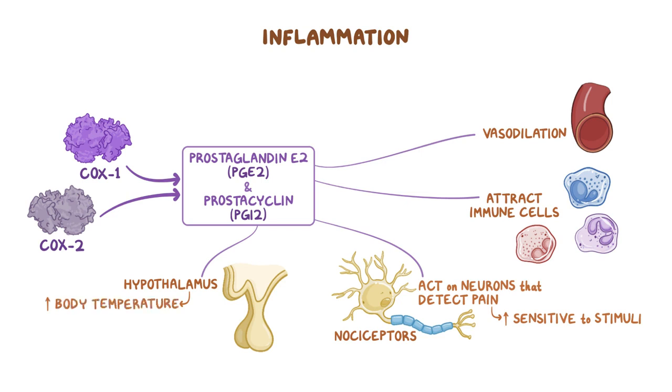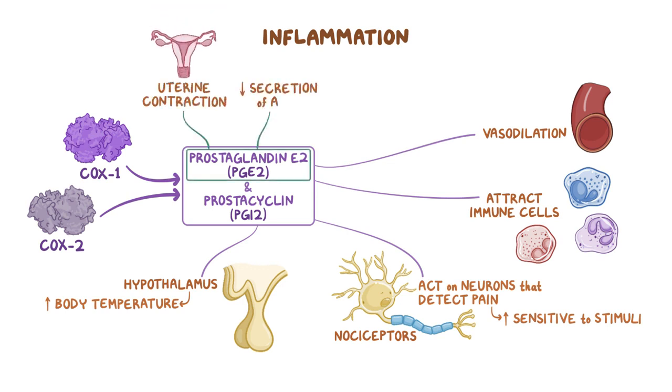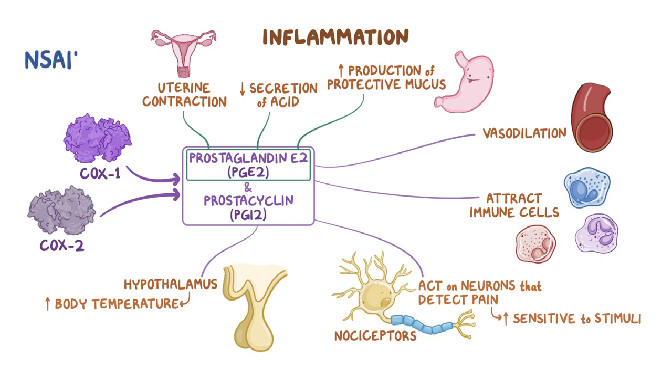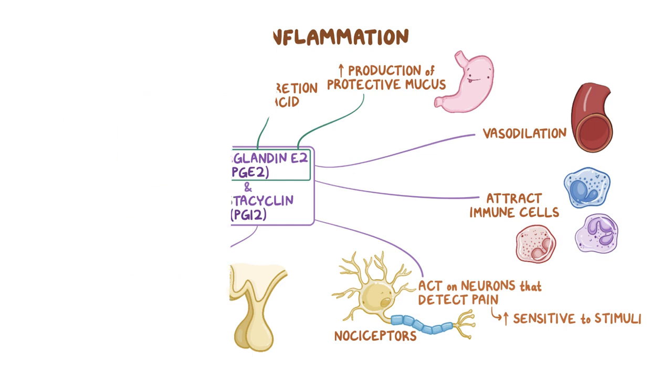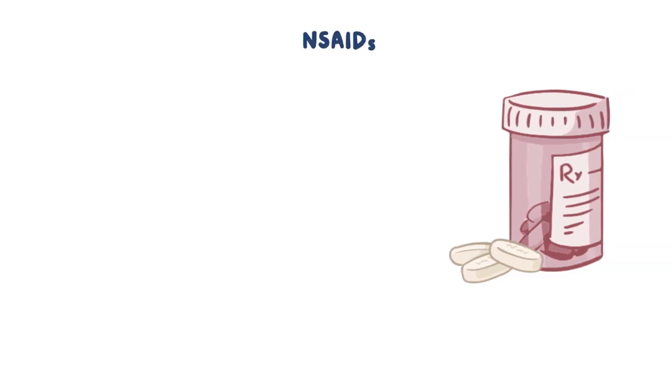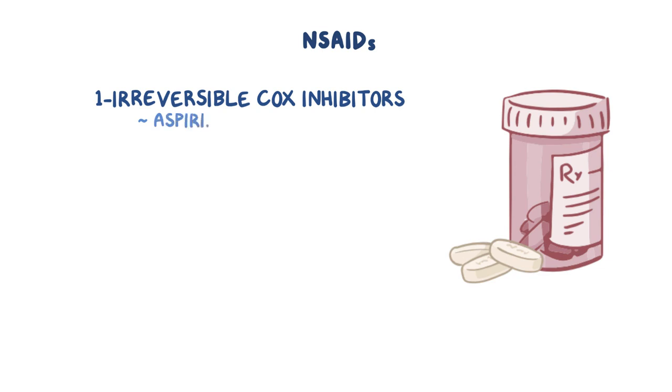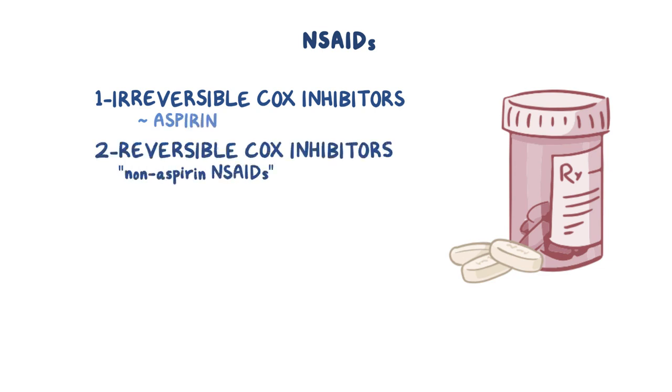Prostaglandin E2 also has other effects, like causing uterine contractions, decreasing the secretion of acid, and increasing the production of protective mucus in the stomach. So, in conditions such as inflammation, pain, or fever, NSAIDs can be used to inhibit cyclooxygenase and decrease the production of prostaglandins. Depending on how they interact with these enzymes, NSAIDs are subdivided into two main groups: irreversible COX inhibitors, like aspirin, and reversible COX inhibitors, or non-aspirin NSAIDs.